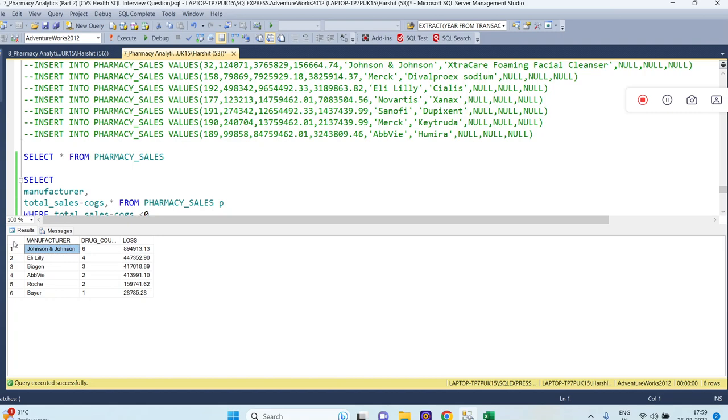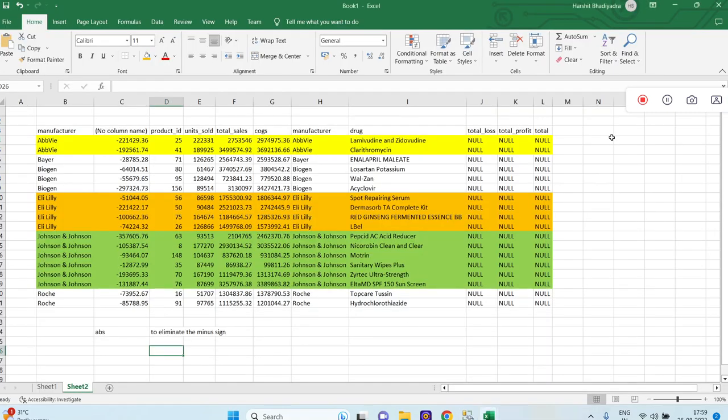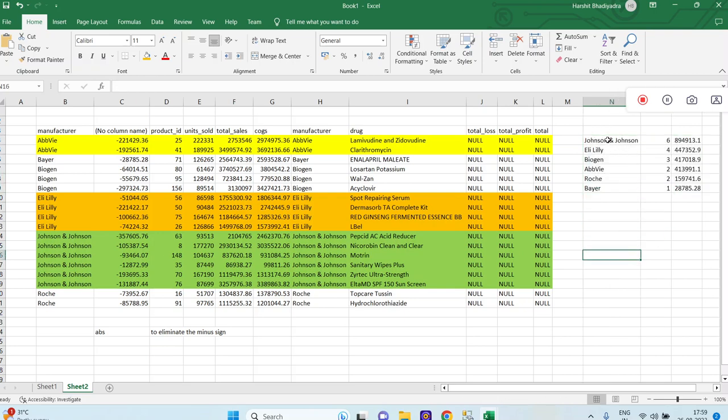So if you see over here this result set and compare it with our Excel data, so if you see Johnson and Johnson, right? Johnson and Johnson has a total of six drugs associated with the losses. And then what is the sum of this total sales minus costs? So that is 894,913.13. So that same amount you can see over here, right?